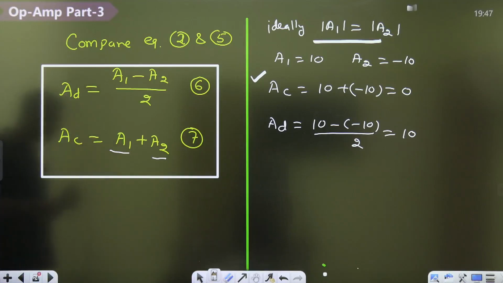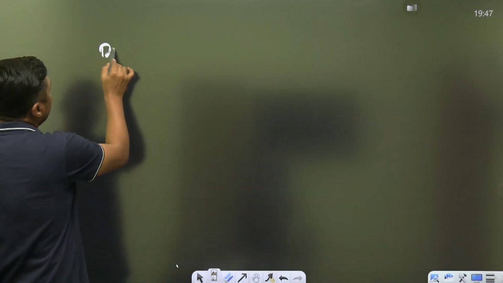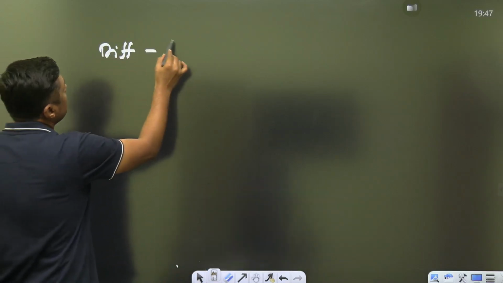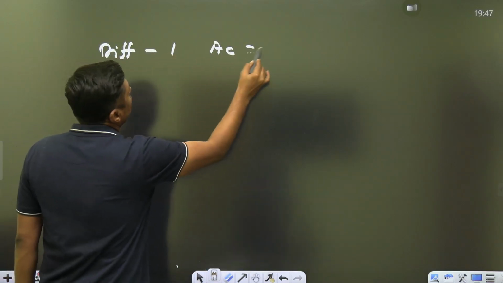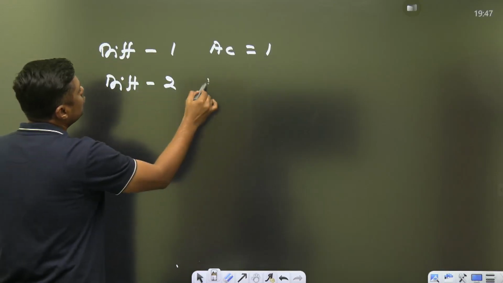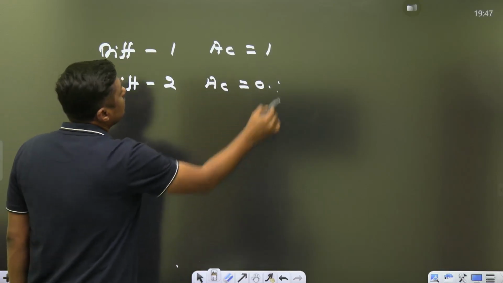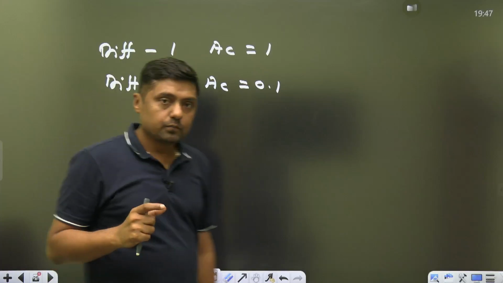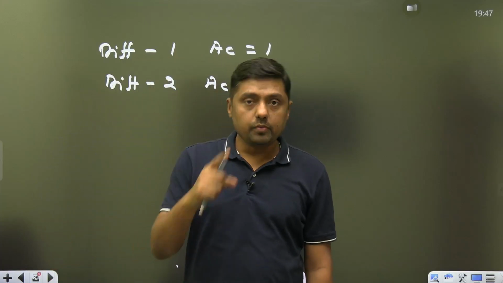Now, there is one question, guys. Suppose one differential amplifier has AC 1 and second differential amplifier has AC 0.1. Which one is better? Which one is better? Give me the answer in the comments box.